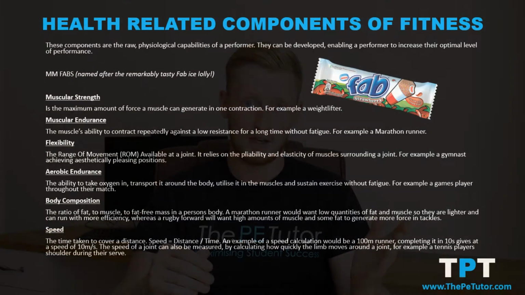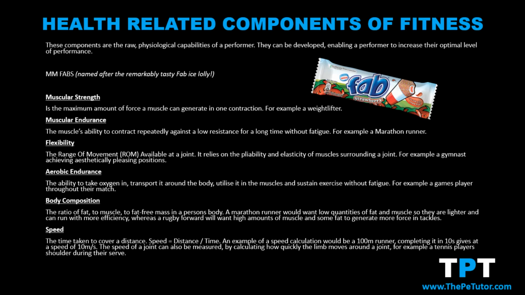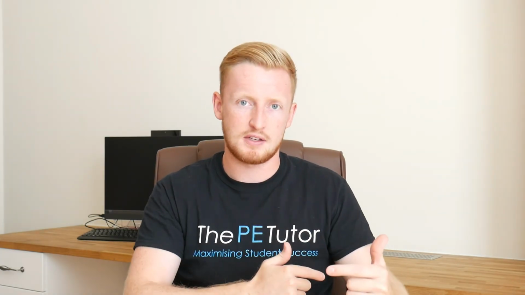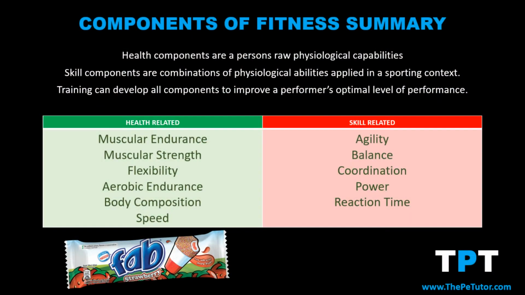So, to summarise components of fitness, we have 2 categories: health-related components of fitness and skill-related components of fitness. Health-related components are a person's raw physiological capabilities. Skill-related components, on the other hand, are a performer applying their physiological capabilities in a sporting context. In the health category, we have the acronym FABS: Muscular Strength, Muscular Endurance, Flexibility, Aerobic Endurance, Body Composition and Speed. And in the skill category, we have the acronym ABCPR, standing for Agility, Balance, Coordination, Power and Reaction Time.